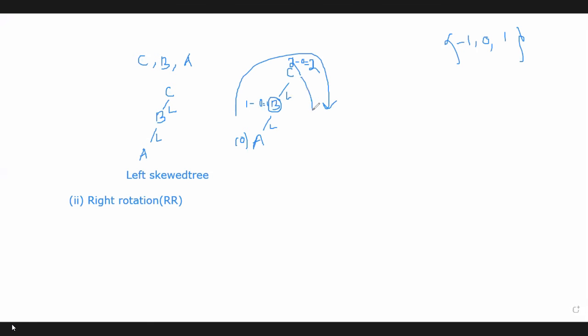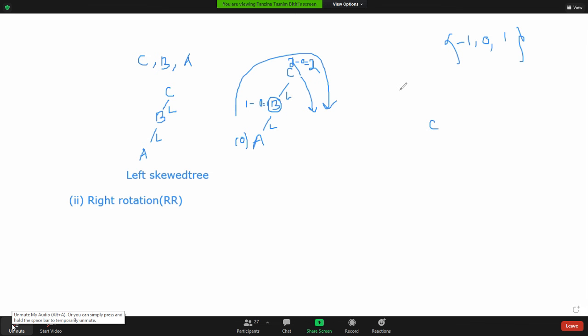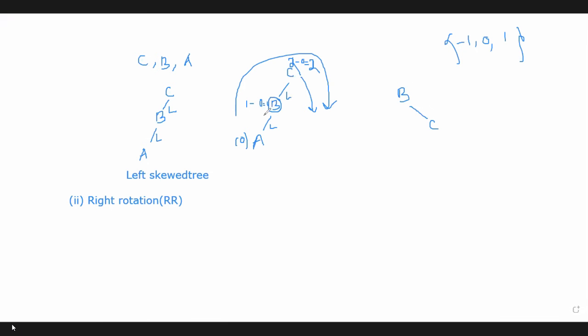C will be pulled down here. So C is the right child of which node? Of B. So now B has become the root node. C is the right child of B, and A has already been taken as the left child of B. After performing this rotation, again calculate the balance factor. For A, its balance factor is 0. For C, 0. For B, 1 minus 1 equals 0. Now this tree is a balanced tree.